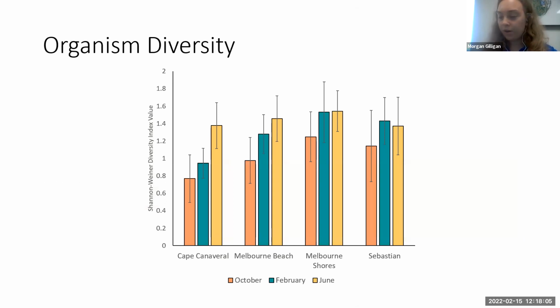All right, so overall, organism diversity was determined through a Shannon-Wiener Diversity Index conducted through RStudio as well. In general, the greatest diversity was observed in June, which was our warmest assessment at 87 degrees Fahrenheit. And there was a significant difference in diversity at all locations from October to June.